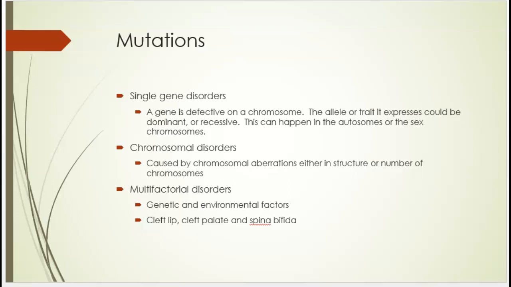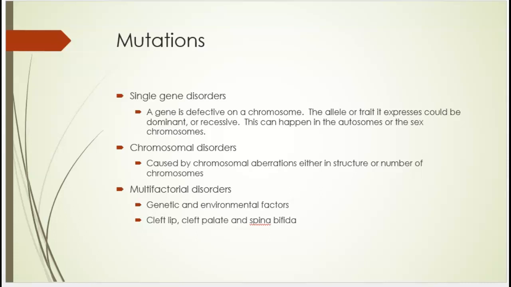Mutations, and once again, this is a general once over. We're going to go into the specifics in a slide or two. We could have single gene disorders in which a gene is defective on a chromosome. That allele or trait expressed could be dominant, it could be recessive. So dominant doesn't mean that it's always going to happen. It's that combination of the Punnett square that gives us the chances of whether things are going to happen or not. So you've always got to look at that as well. This can happen in autosomes or the sex chromosomes. So you can have a genetic disorder on those 1 through 22 pairs that we looked at on the karyotype, those autosomes, or you could have a genetic disorder on the sex chromosomes.